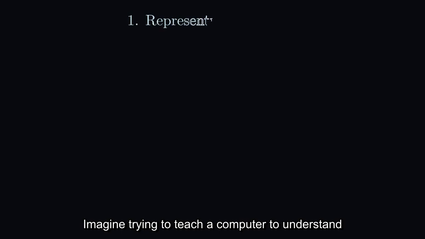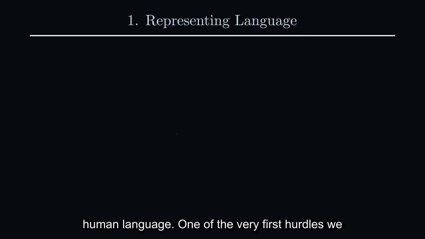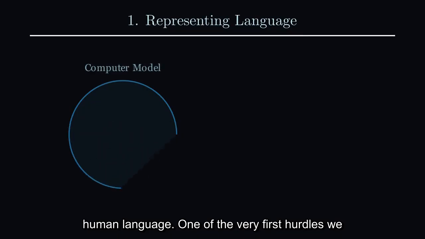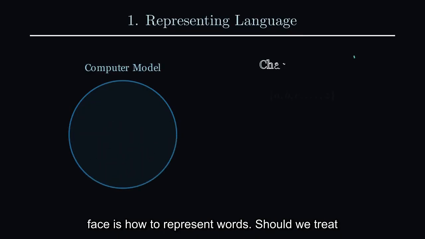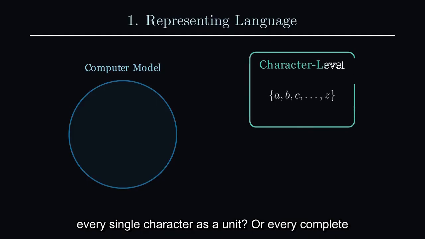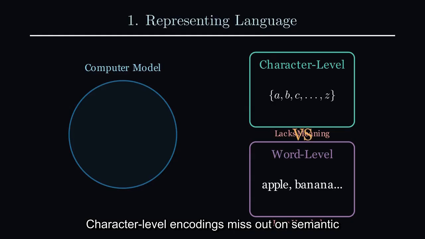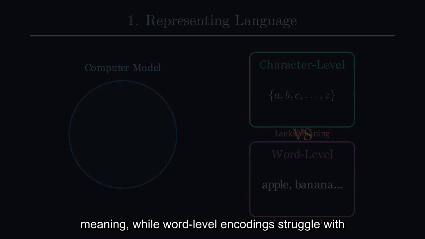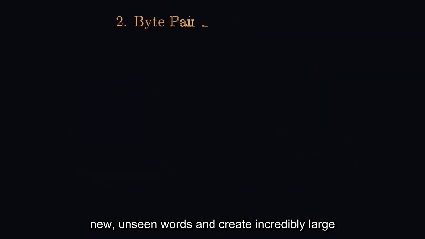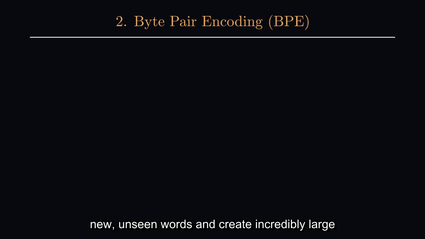Imagine trying to teach a computer to understand human language. One of the very first hurdles we face is how to represent words. Should we treat every single character as a unit? Or every complete word? Both approaches have significant drawbacks. Character-level encodings miss out on semantic meaning, while word-level encodings struggle with new, unseen words and create incredibly large vocabularies.